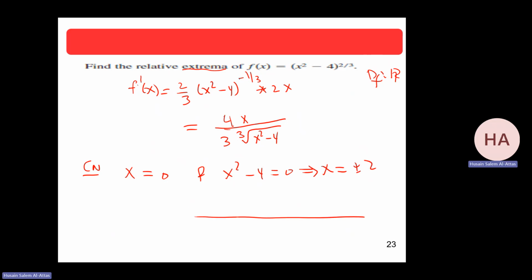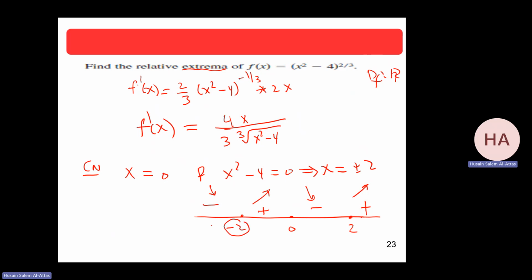So this is the real number line. I have minus 2, 0, and 2. So I want to check the sign for f prime. If I take a value less than minus 2, when we examine minus 3, that gives me negative over positive. That will be negative. Take minus 1, negative over negative. That will be positive. Take 1, positive over negative. That's negative, and this is positive. Take 3, it will be positive over positive.